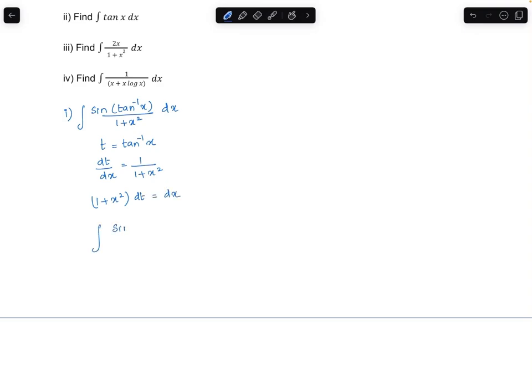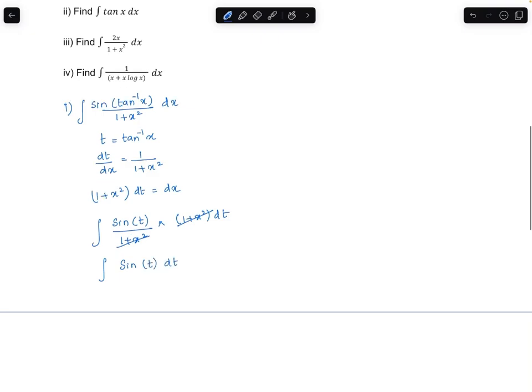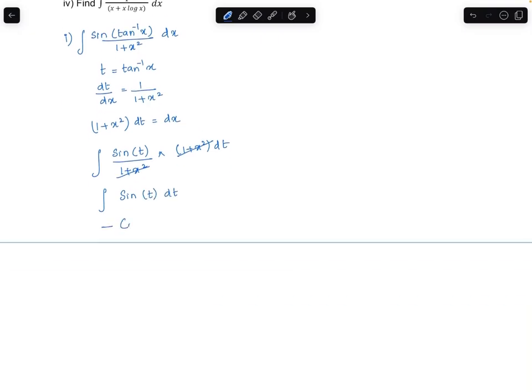Integral sine of t upon 1 plus x square times 1 plus x square dt. 1 plus x square can be cancelled, leaving integral sine t dt. Integration of sine t is minus cos t plus c. Putting back the value of t, we get minus cos of tan inverse x plus c.